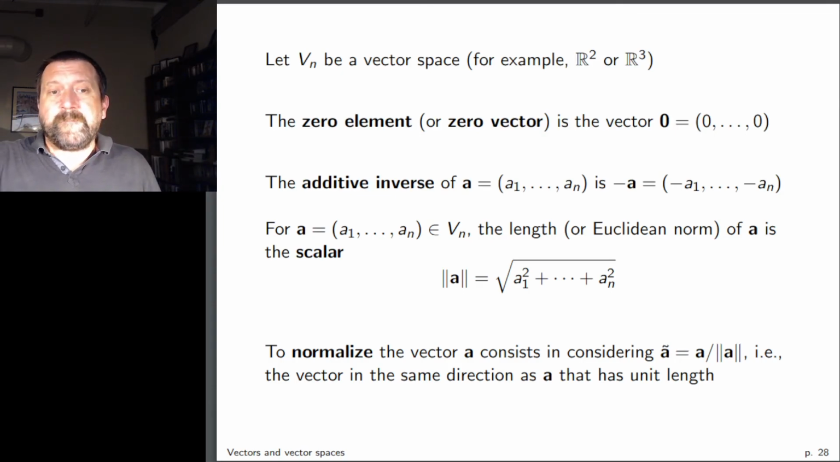So this is a vector that has the same direction as the original vector, except that its length is 1. And this is very useful. We often want to talk about a vector that has unit length.